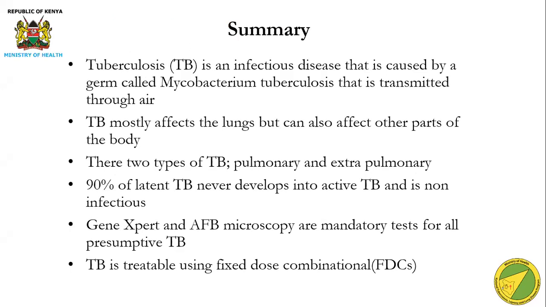very easily expose each other. So in summary, we've seen that TB is an infectious disease caused by a bacteria called Mycobacterium tuberculosis, which is transmitted through the air. TB mostly affects the lungs, but can also affect other parts of the body, except those three parts of the body that we said are not affected. There are two types of TB, pulmonary and extrapulmonary. We've also seen that 90% of latent TB never develops into active TB and is non-infectious.